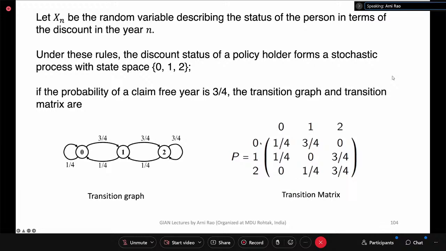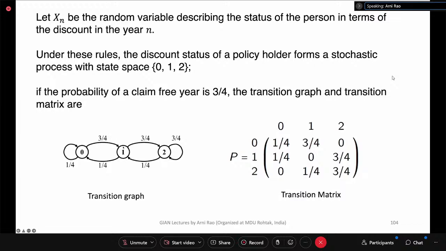That means this is 0 to 0, the probability of remaining in the same state. That means a driver or a person who is not getting any discount, what does it mean? Some accident occurred. That's why they remain in the same no-discount zone. It remains 0 to 0. The probability of remaining in the same state is 1 by 4. And the probability of the 0 to 1 transition, to go to the 25% discount state, is 3 by 4.